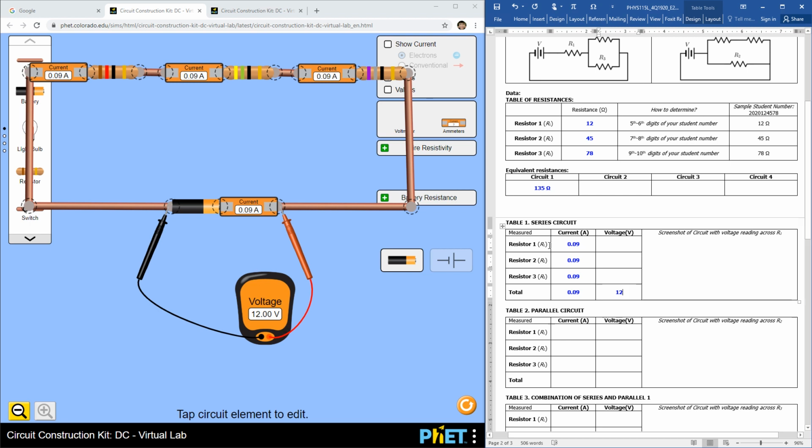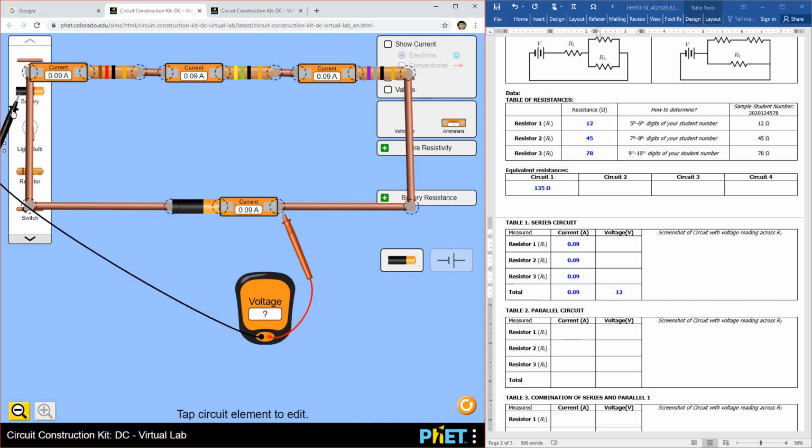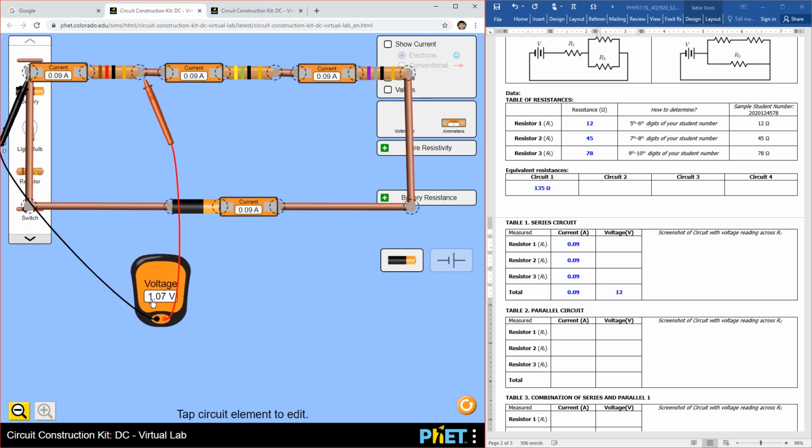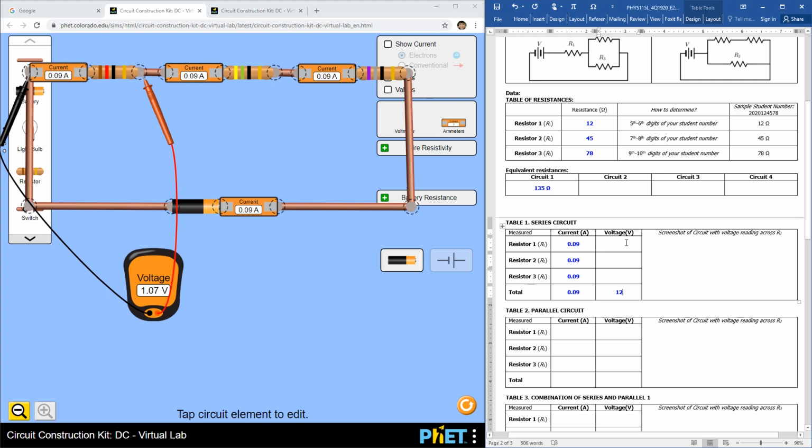Now we do the same for R1, R2, and R3. For R1, just drag this part here, because remember that your resistors don't have a polarity, so on either side you will still get the same resistor. However, the voltage should be applied like this. If this is the negative side, then this should be your positive side. So the voltage here is 1.07 volts.